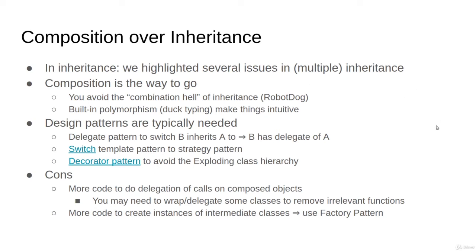So if we can do composition, like for example, the car has an engine, find your way to re-express the system in terms of composition, in terms of a class that has an object from another class. This will avoid what we call the combination hell, where sometimes you are combining classes that have a lot of functionalities that are irrelevant and causing a lot of problems. In programming languages like C++, you will notice the sense of composition and polymorphism very strongly.